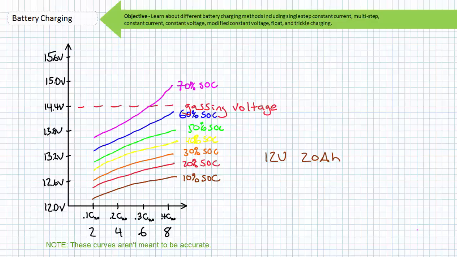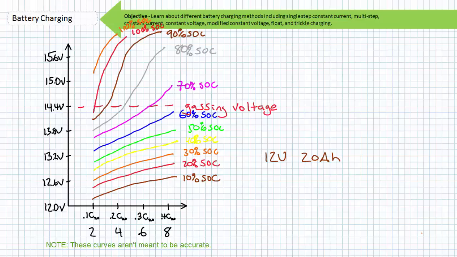However, at a 70% state of charge, we run the chance of exceeding the gassing voltage at the 0.4 C20 charge rate. This is to suggest that if the charge process is to remain efficient, effective, and safe, we must either use a lower initial charge rate or progressively decrease charge rate as the state of charge increases.